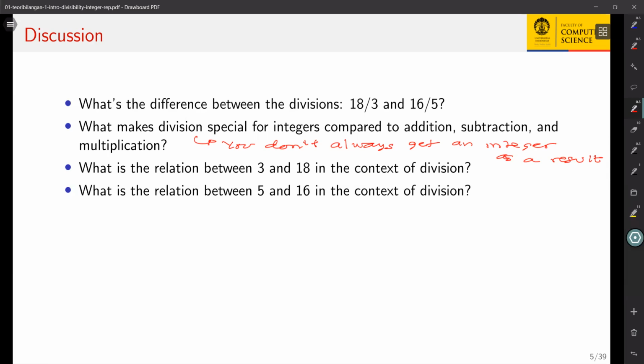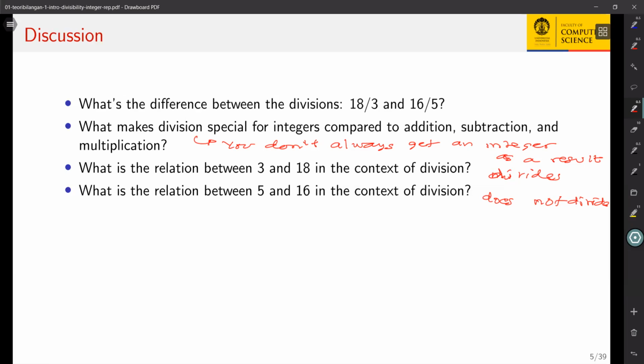So what do you think is the relation? 18 is a multiple of 3, sir. Correct. So 18 is a multiple of 3. How about 5 and 16? 16 is not a multiple of 5, sir. Correct. So this is like multiple of, or divides. In this case, 3 divides 18, and of course, 5 does not divide 16. So that's the key.